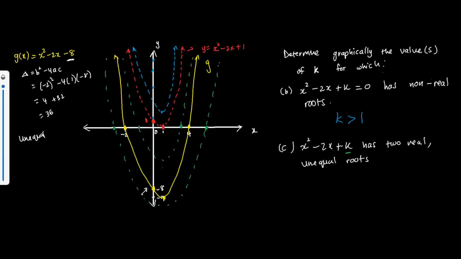If I shift this graph down, for example if the y-intercept is now 0, then the graph will have two x-intercepts. Or if I shift it 0.1 unit down, then this will be 0.9. Because I shifted it down, the turning point will shift down and the graph will still have two real and unequal roots. So what I'm trying to say is that this will be the case when k is less than 1.